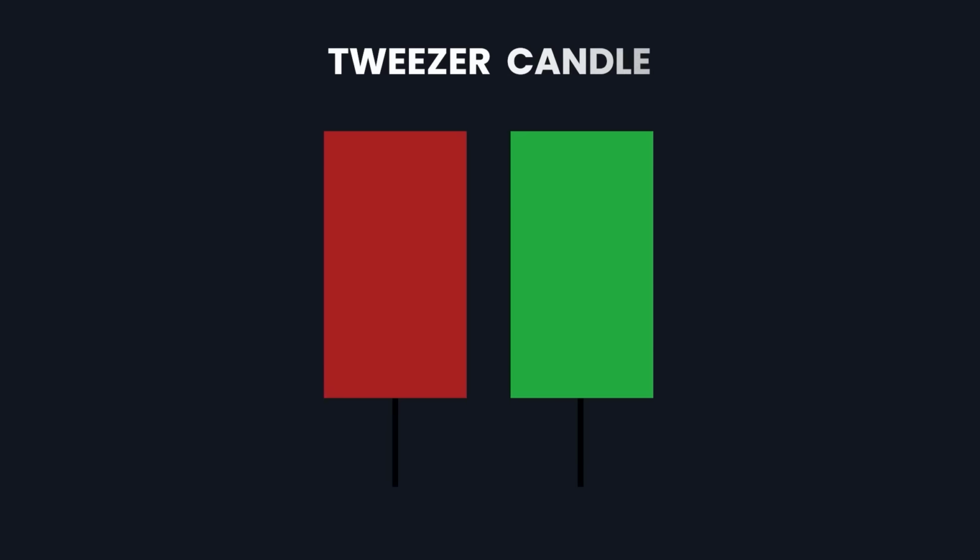The last and final pattern I want to talk about is the tweezer pattern. This formation consists of 2 consecutive candlesticks, a red candle followed by a green candle, both having similar wicks pointing in the same direction. If you see this pair with both candles having wicks on the bottom, you can have a pretty strong indication that the chart is about to move upwards. Let me show you how this works.